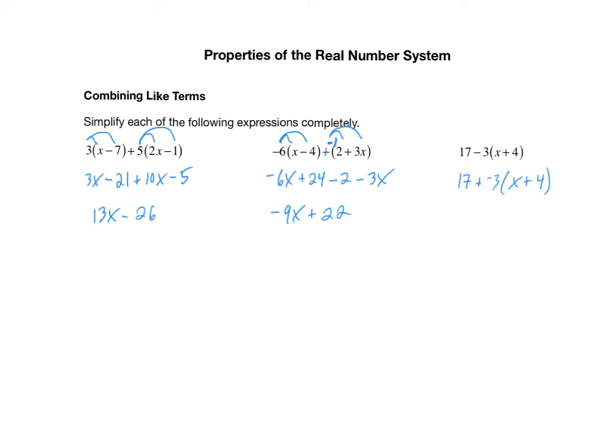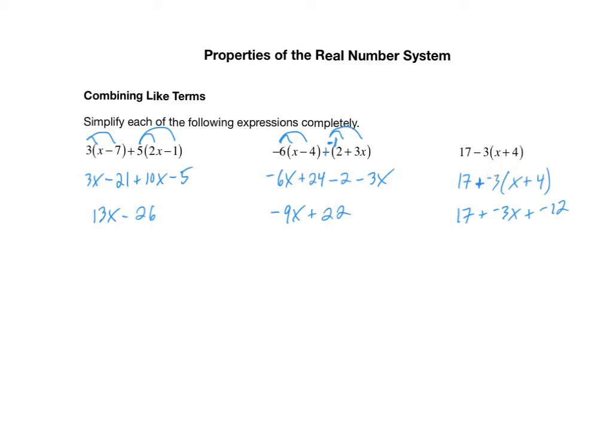Now that you've got this written as a sum, we are distributing a negative 3 into the x and into the 4. That would give us 17 we still have, plus negative 3 times the x is negative 3x, plus negative 3 times the 4 is negative 12. So once we rewrote this subtraction by 3 as addition by negative 3, we distributed in a negative 3.